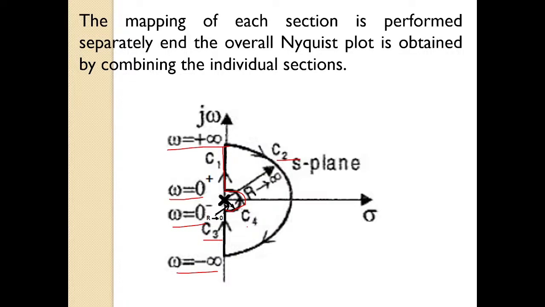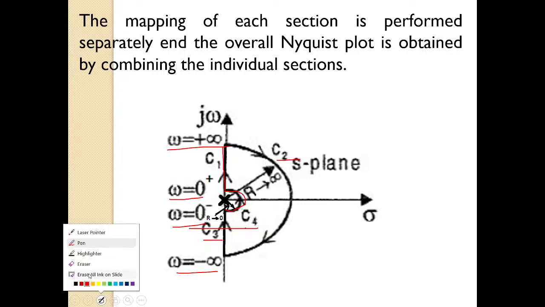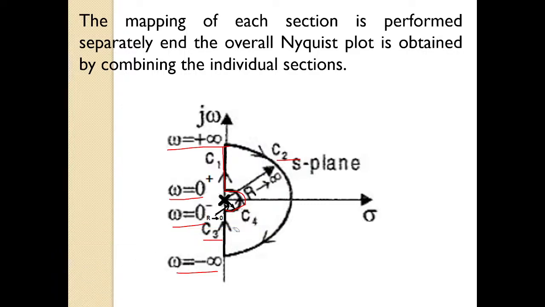Another arc will come into existence to bypass these singular points which are lying on the imaginary axis, because the Nyquist contour will not enclose the singular points. So the C4 section came into existence. Now the radius of the C2 section is r tends to infinity, and the radius of the C4 section is r tends to 0, because the poles are lying at the origin. Now we have a total of 4 sections here.